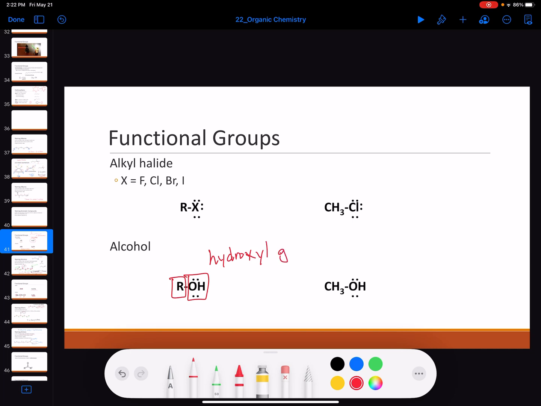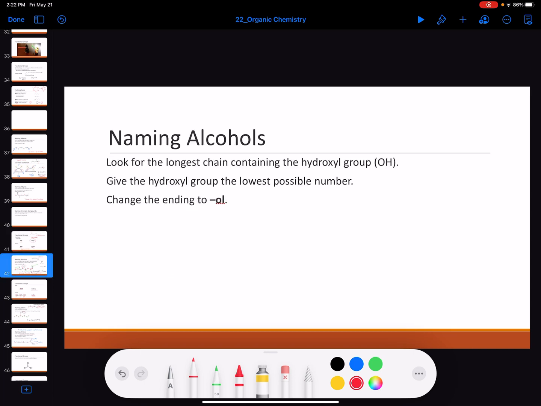Hydroxyl group. If you see a hydroxyl group, it tells you it's an alcohol, and we're going to learn how to name those. Notice that these change the ending, and therefore they take priority. So if I have this molecule right here, and let's say I have an OH over here and a chlorine over here, I can number 1, 2, 3, 4, 5, 6, or I can number 1, 2, 3, 4, 5, 6. Well, the OH is going to change the ending, so it has to get priority.